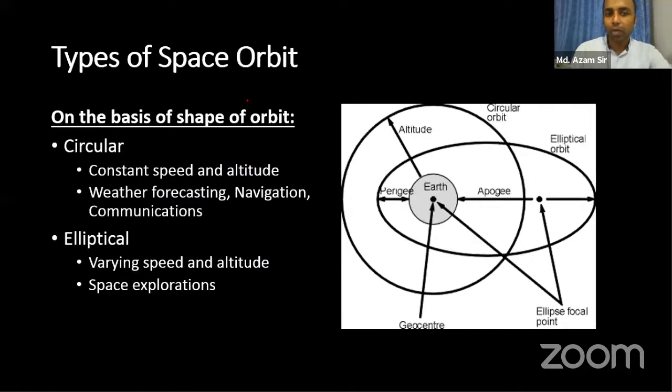Now, before proceeding ahead to the next lecture, I would like to tell you what I am going to teach in the coming lecture: the types of space orbit. What is a space orbit? What are the different types of space orbit? You can see this is a circular orbit, and this is the elliptical orbit. Usually when a satellite revolves around a planet, for example Earth, it can revolve in a circular manner or in an elliptical manner. So the Earth is not exactly in the center. This is elliptical.